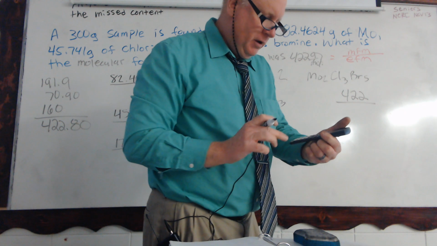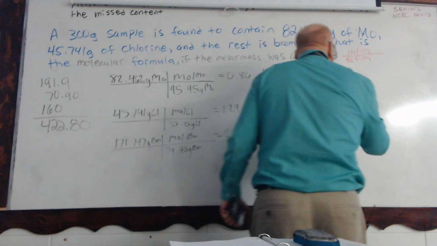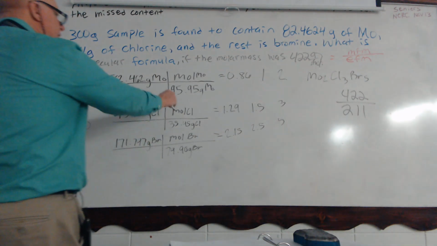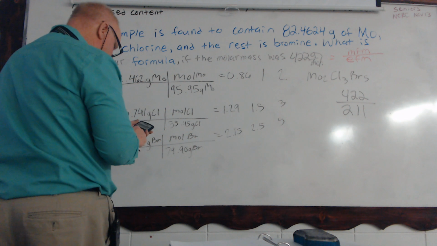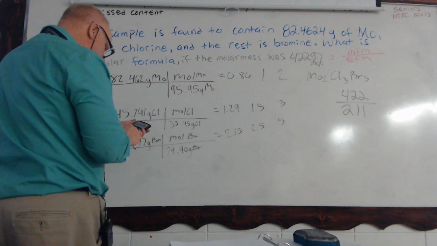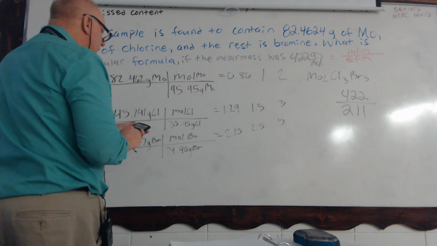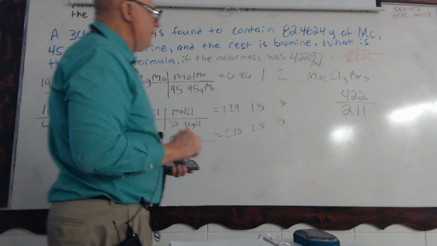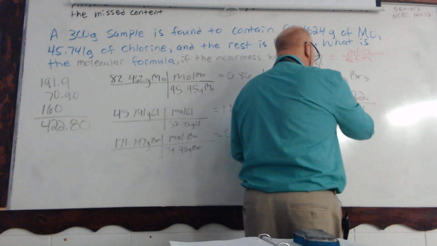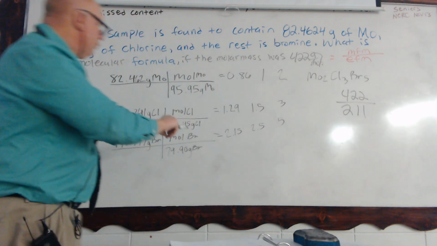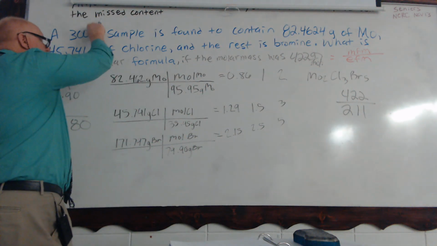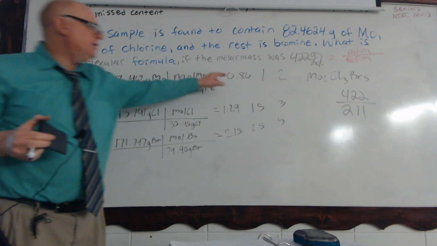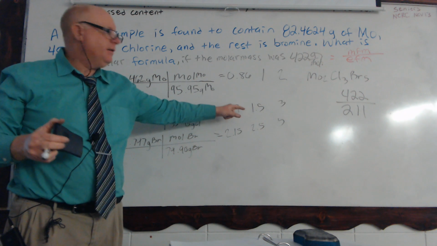Divide by 2, 211. So let's see if that makes sense. If we took 95.95, add 35.45, and then add 79.9, that gives us 211.3. So that's got to be right then, okay? Because this whole number ratio, even if you change this, you could put a 10,000 on here, it's still not going to change these numbers. It's still going to come out to this ratio here.